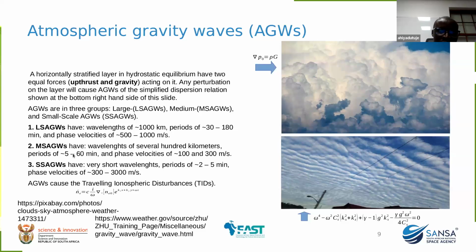Their periods are between 5 and 60 minutes, and the phase velocities are around 100 to 300 meters per second. The last group is called the small-scale atmospheric gravity waves, with very short wavelength and very short period, 2 to 5 minutes. Their phase velocities are between 300 and 3,000 meters per second, so they move very, very fast. Of course, atmospheric gravity waves can cause what we call traveling ionospheric disturbances.